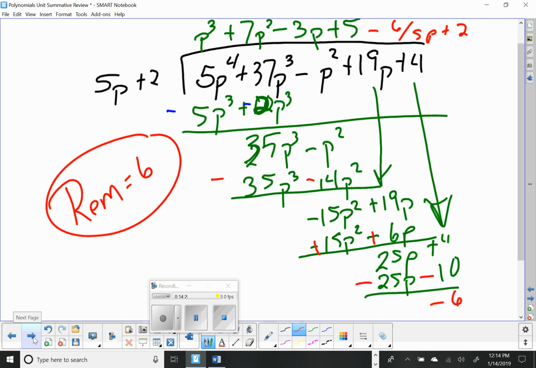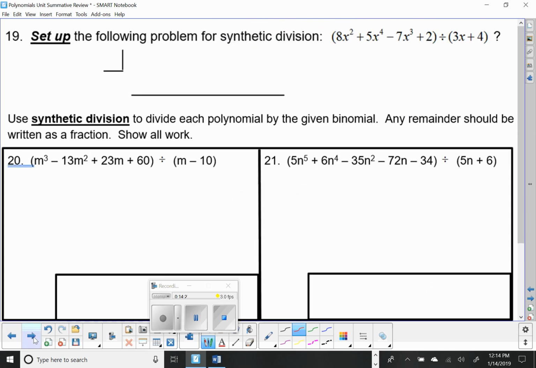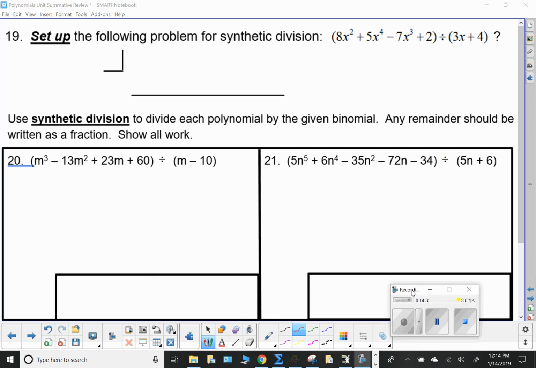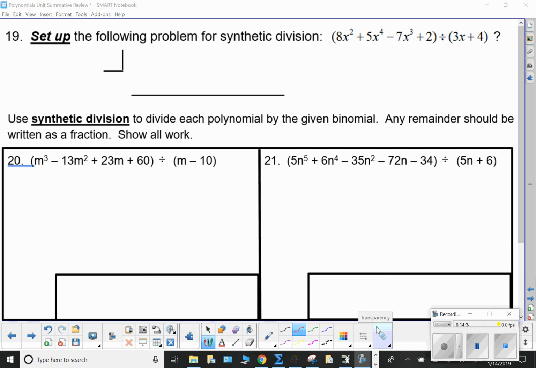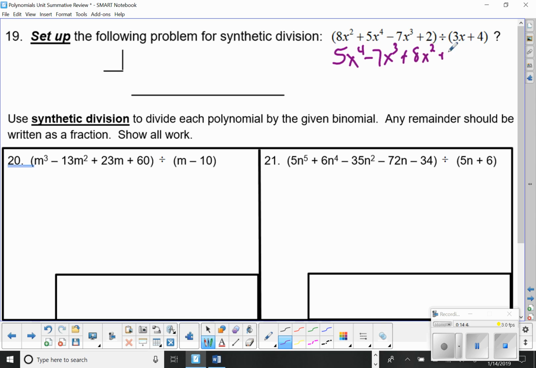Excellent work. Okay, let's roll it on. Number 19. Notice, number 19, please don't do more than you have to. Number 19 simply says to set it up. Well, first, I need this to be in standard form. So 5x to the 4th minus 7x cubed plus 8x squared plus 2.